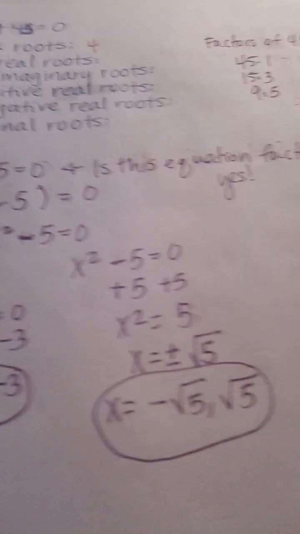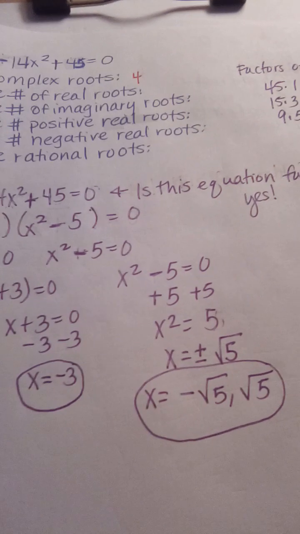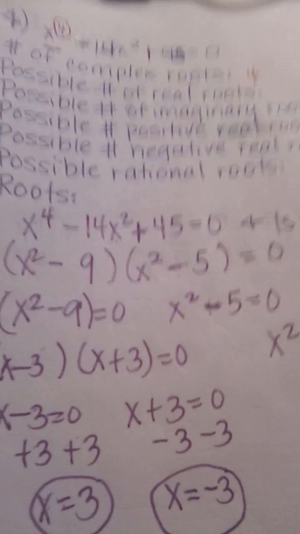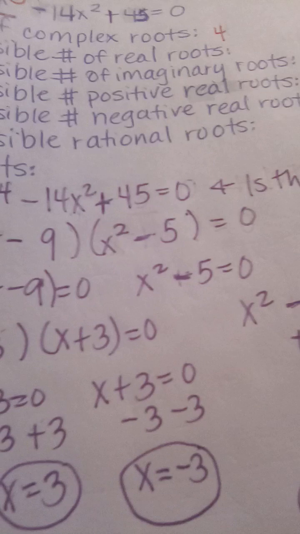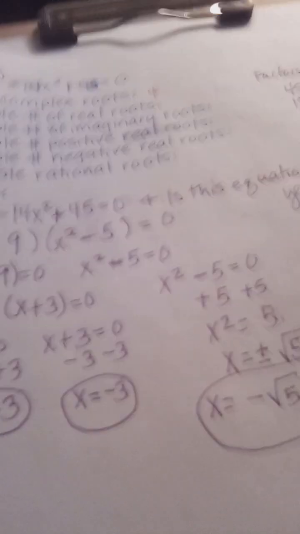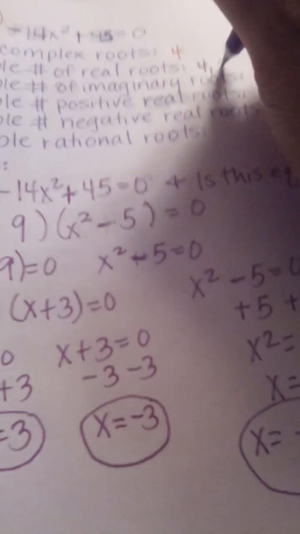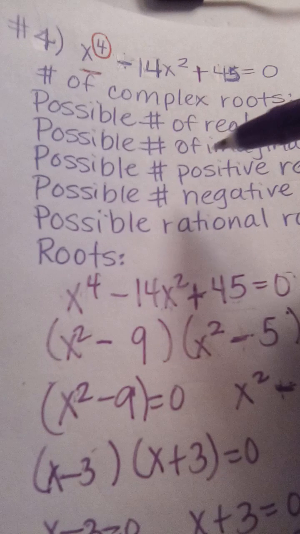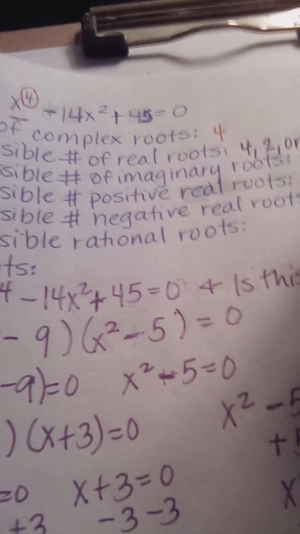So far, so good, right? I'm a little bit concerned, but I want to make sure everything's good. All right. Let's go on to the next part. Possible number of real roots: 4, 2, or 0 for the first part. Same thing with the possible number of imaginary roots: 4, 2, or 0.